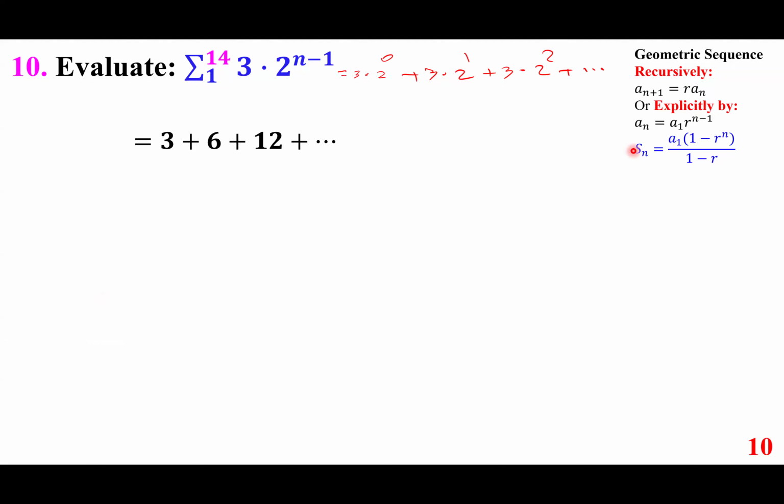Now, S sub n, the summation of the first n terms of a geometric sequence, has the formula a sub 1 times 1 minus r to the power of n over 1 minus r. Now, this is a geometric sequence because this is the first term, and then we multiply it by 2. That means r is 2, or you can say 6 over 3 or 12 over 6. So we're going to follow that formula.